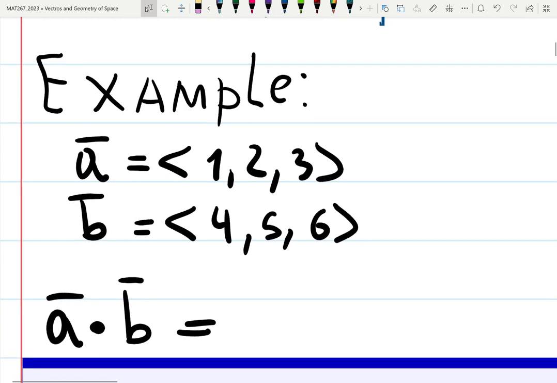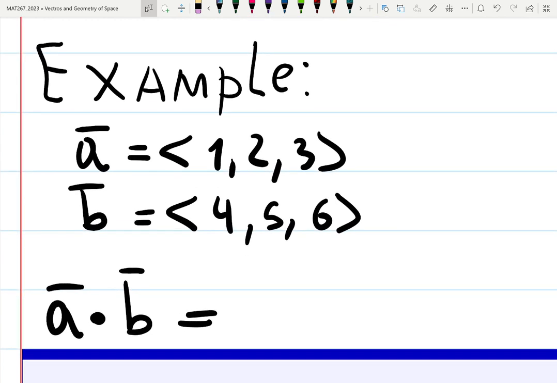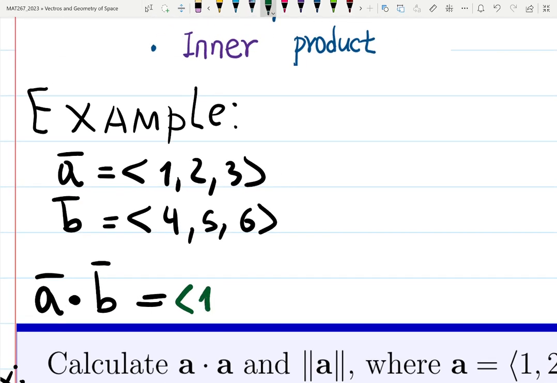Example. If A is 1, 2, 3 and B is 4, 5, 6, let's find the dot product A times B. See, I put dot. So not cross, not nothing. It should be dot. Let me show you the notation, which you don't have to write down in the future, but the first time it's nice to know this. The notation is 1, 2, 3, that's A, dot product, multiplied by 4, 5, 6, that's B.